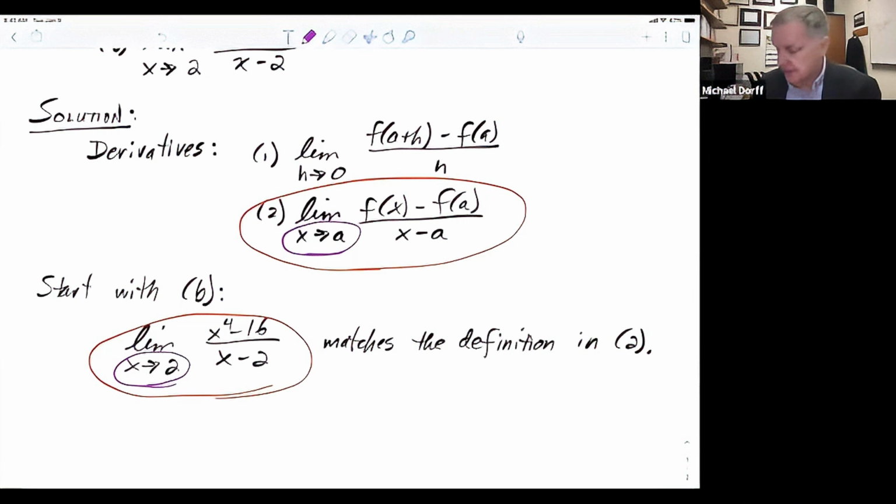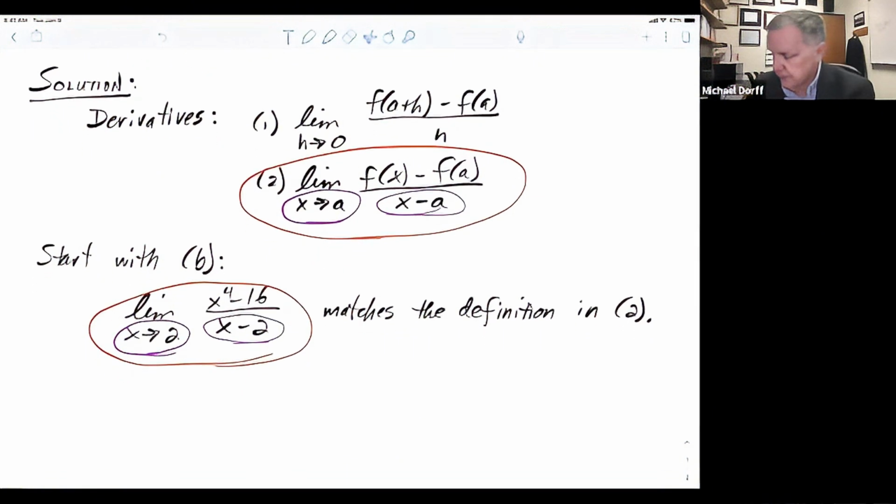Also, what's in the denominator? The denominator has x minus 2, and this has x minus a. In the first one, we have an h in the bottom. There's no h in the bottom here for part B in the denominator. So this really suggests, and it's true, that we want to use definition number 2.